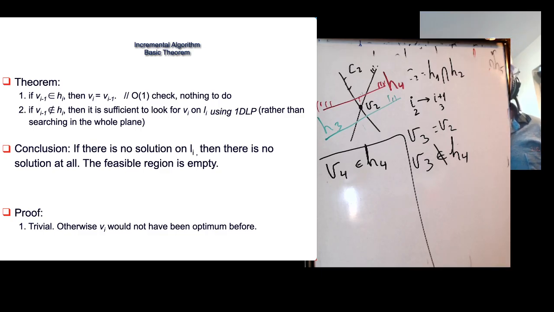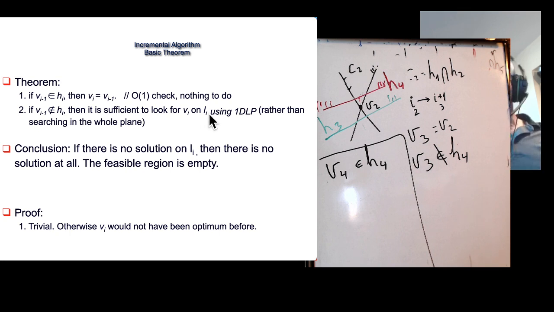You don't need to use two-dimensional search anymore. Your world is now shrunk to be only the line that bounds H4, and the new solution must be on this line. Make sense? We don't need to solve a two-dimensional problem at the moment. We can solve a one-dimensional problem. The new solution Vi must be on Li, the line that bounds Hi. And how can I find it? I will use a one-dimensional linear programming.